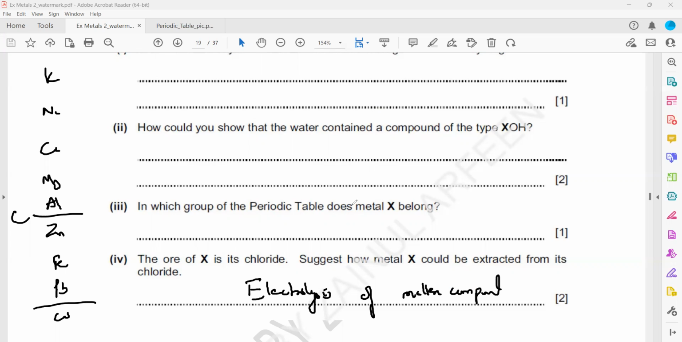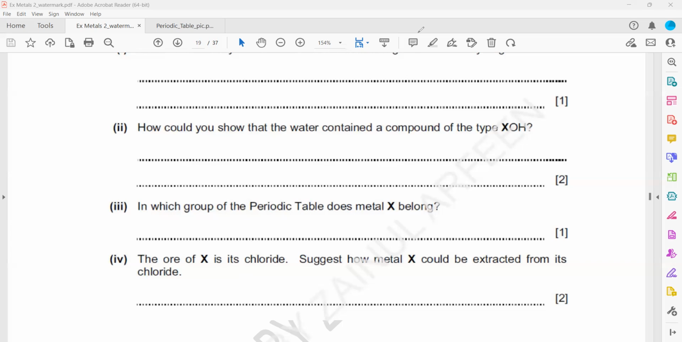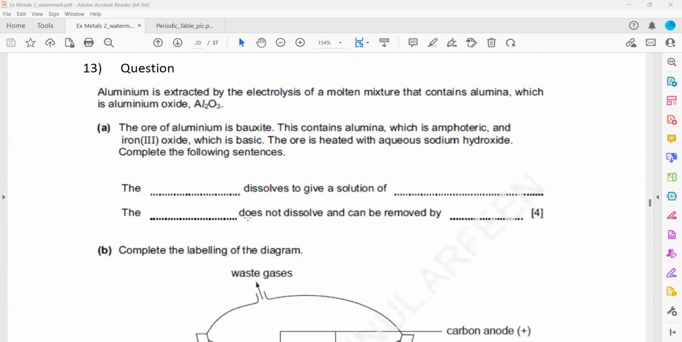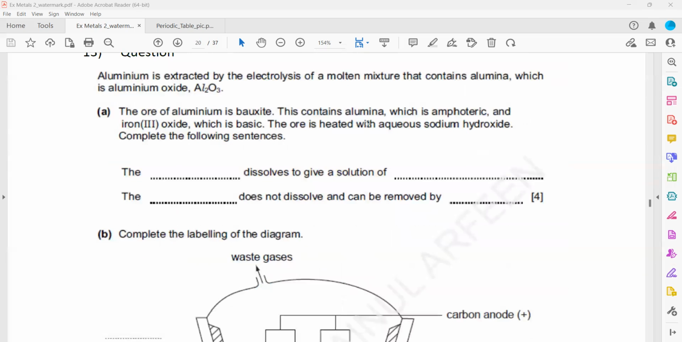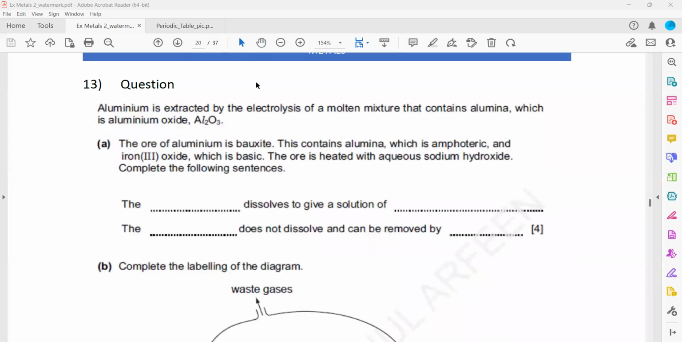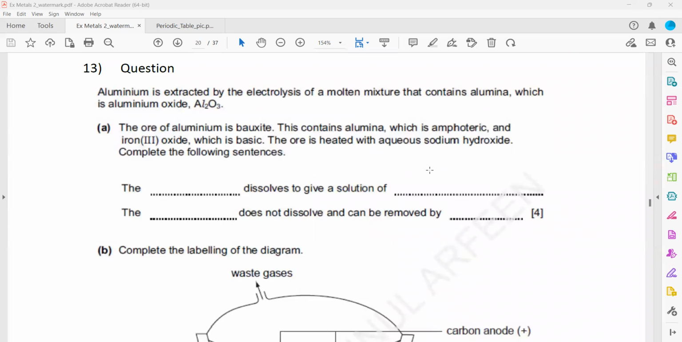It won't work. Why? If I have potassium chloride and I heat with coke, carbon is less reactive than potassium. Carbon cannot displace potassium from its compound, so there will be no reaction. So for highly reactive metals, we should always do electrolysis of their molten compound. That's why for extraction of aluminium, we don't heat with coke. We do electrolysis.